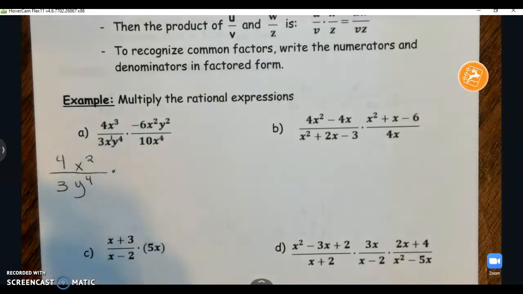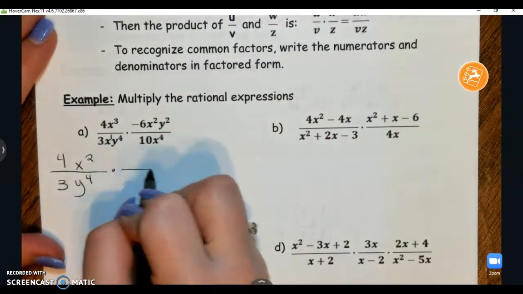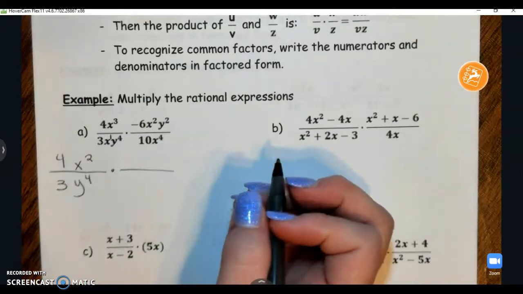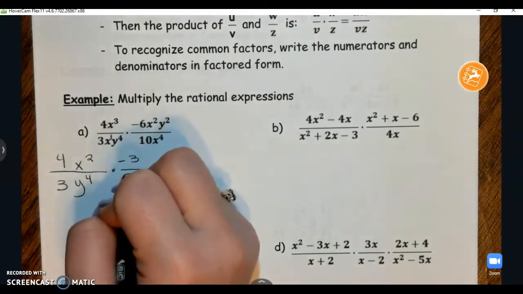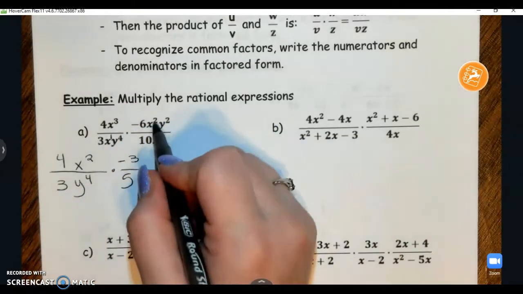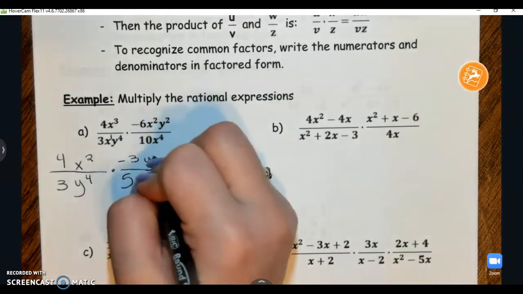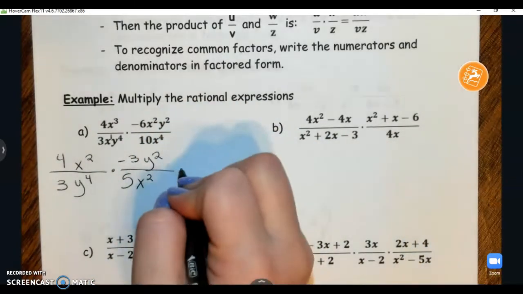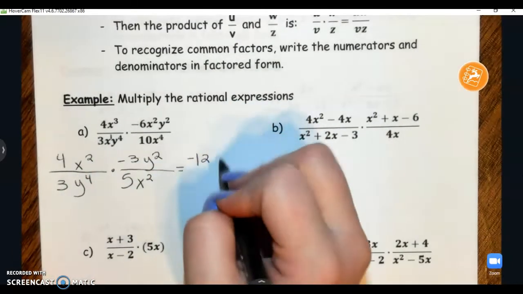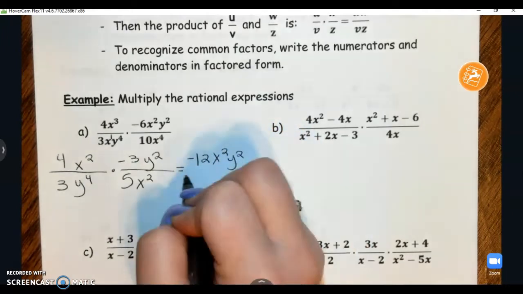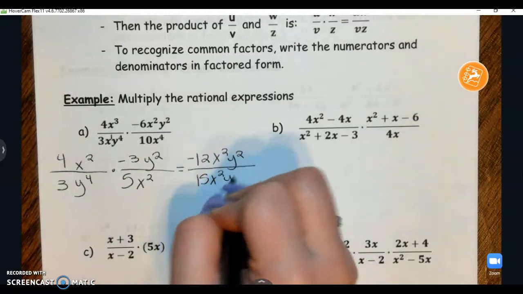Okay. Now let's look at our second expression. Negative 6 over 10, they have a common factor of 2, so I can simplify that to be negative 3 over 5. Then x squared over x to the fourth, that gives me x squared in the denominator, and y squared. So now I'm going to multiply across the top. 4 times negative 3 is negative 12. X squared y squared over 15 x squared y to the fourth.